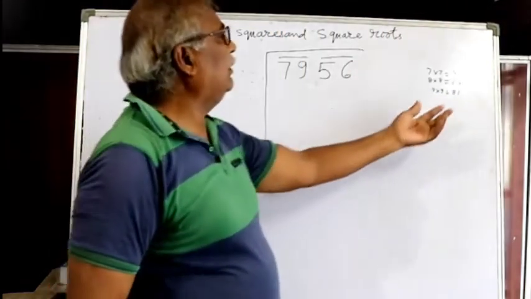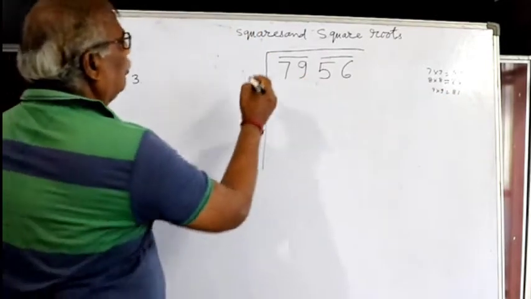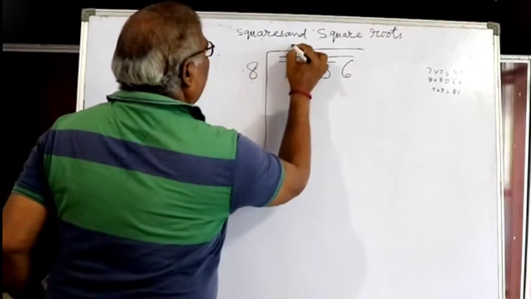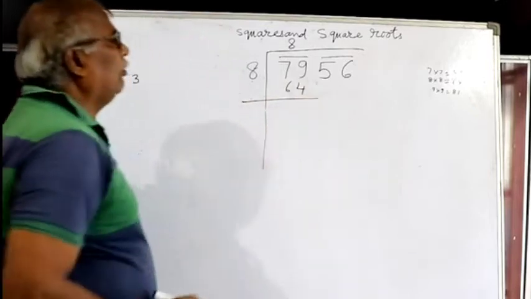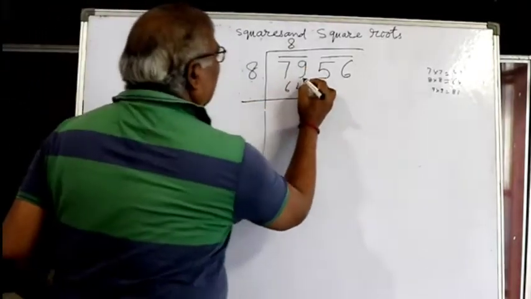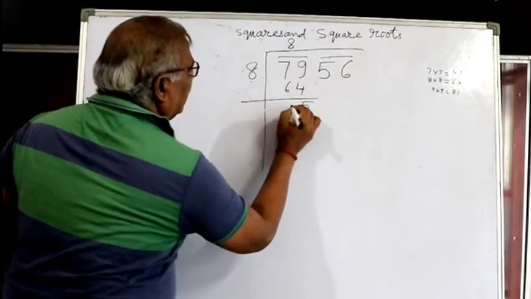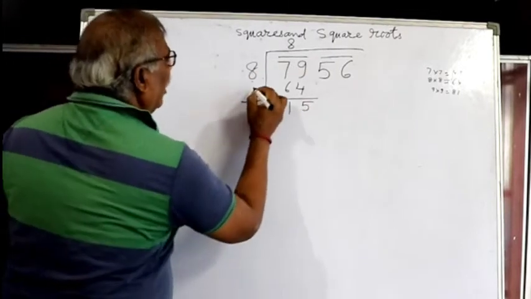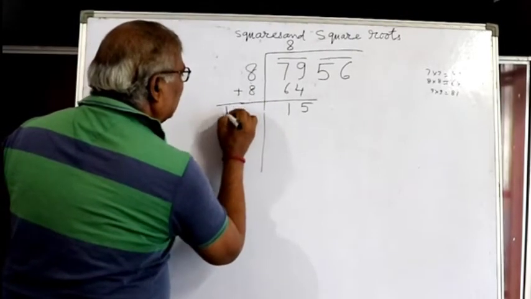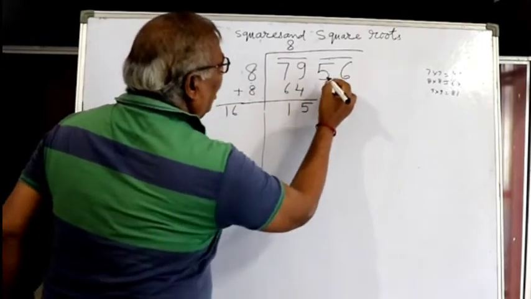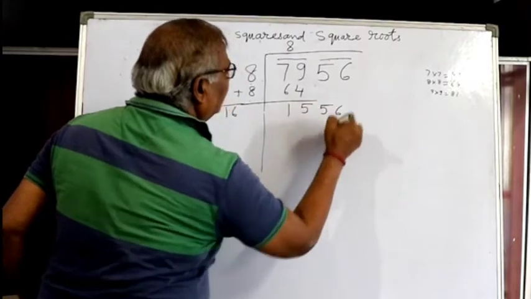Here we see that 9 square is greater than 79. So it goes 8 times. 8 8s are 64. Now do minus. 9 minus 4 is equal to 5, and 7 minus 6 is equal to 1. Now write down here 8 and add this. 8 plus 8 is equal to 16. Now bring down another pair 56 here.